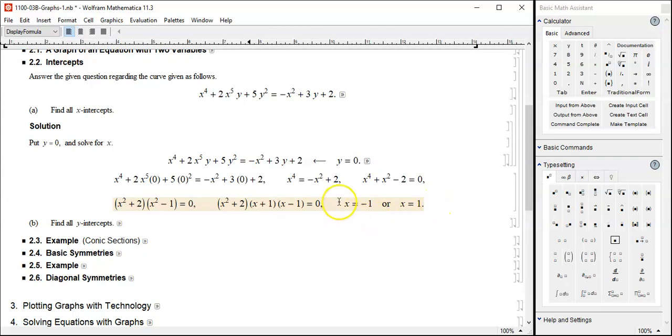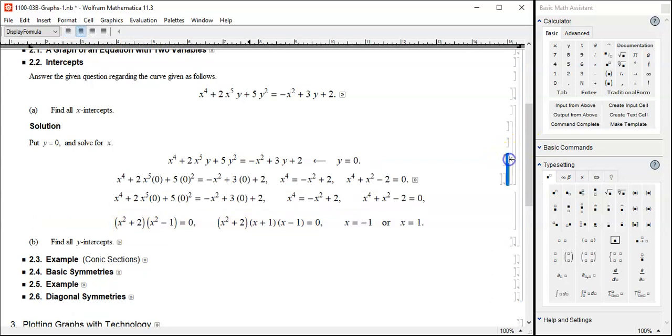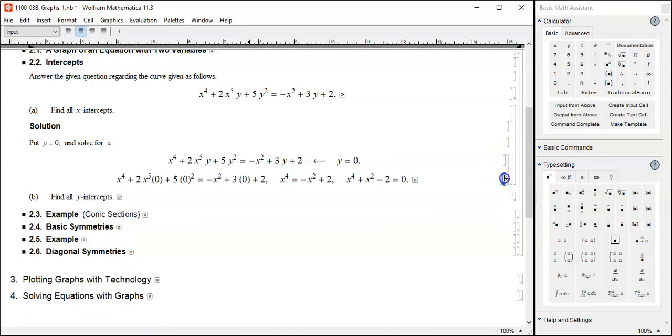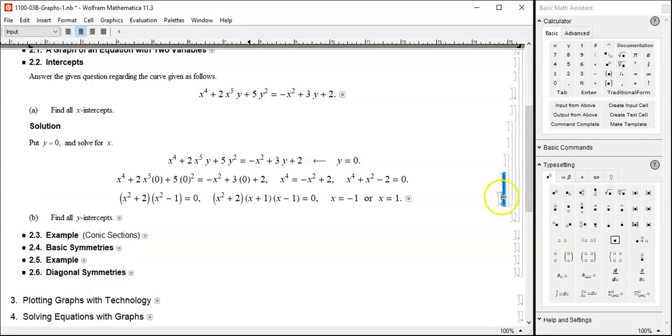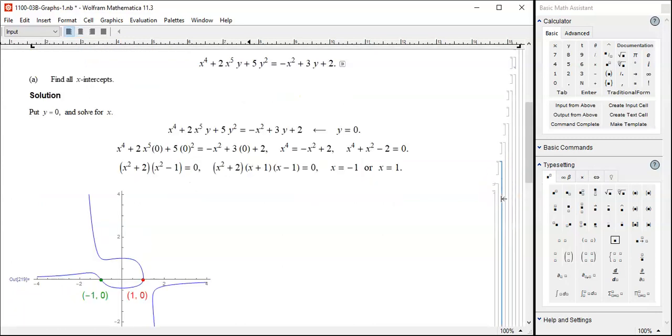So we have these two coordinates for x. We have x-intercepts, x equals negative 1, and x equals positive 1. Let's check. I don't need this anymore, actually. It's all here. And then here's a visualization.